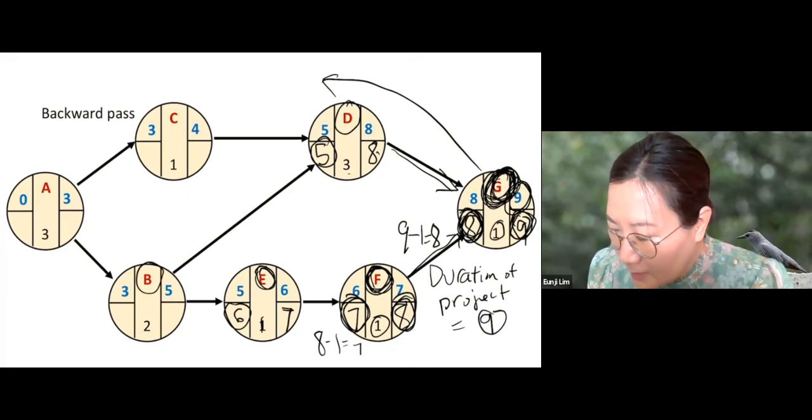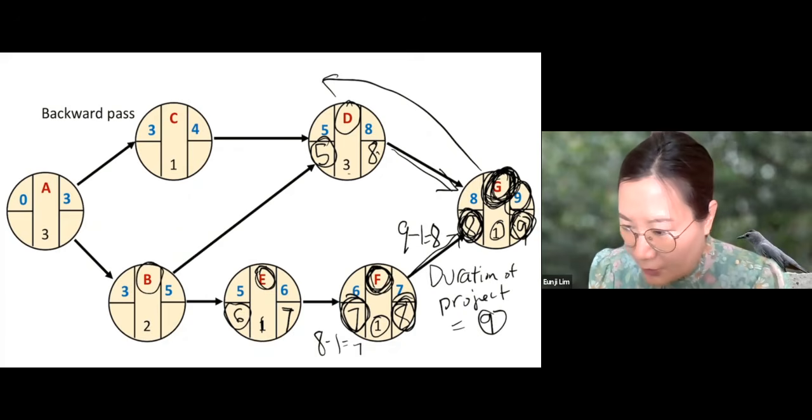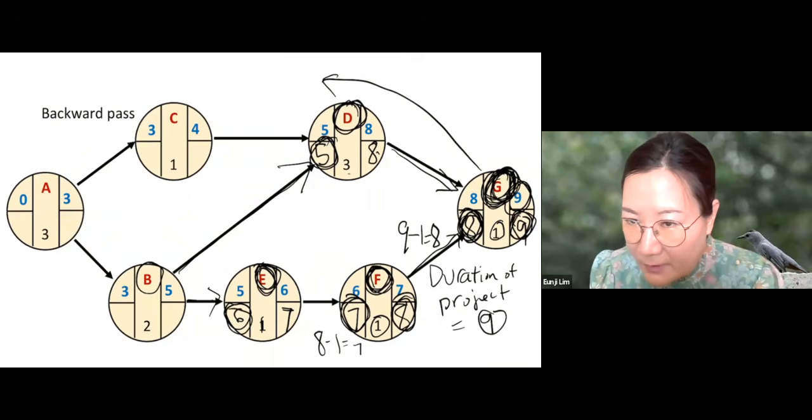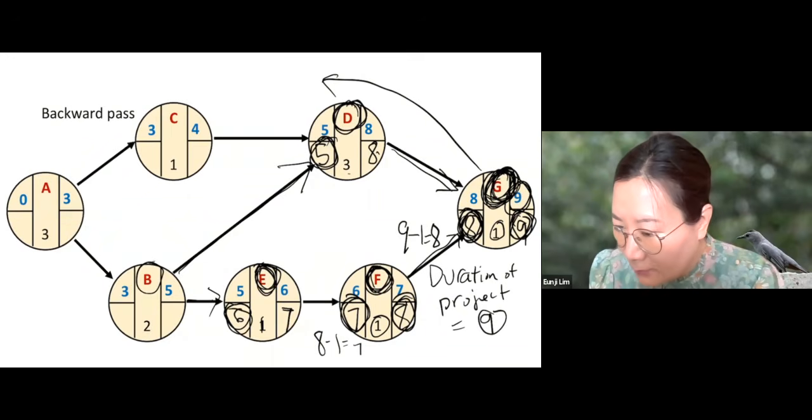Now let's go to B. Now here is a challenge. Now B has two followers, D and E. And D needs to be started by 5, and E needs to be started by 6. And we don't want to delay any of these. Then by when should we finish B?